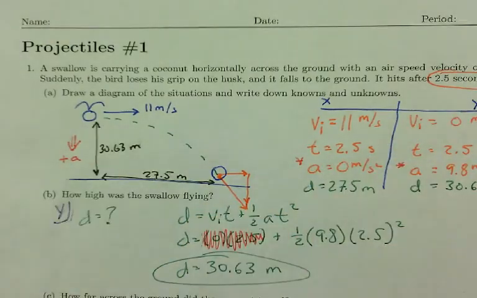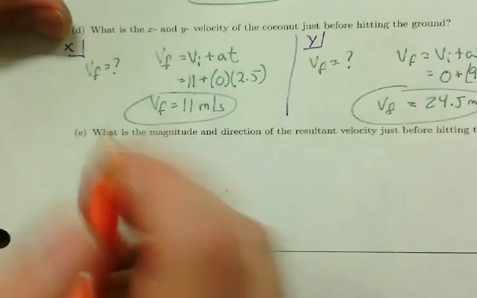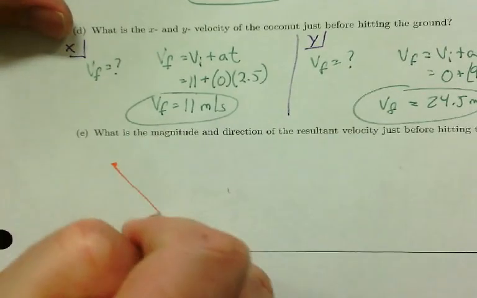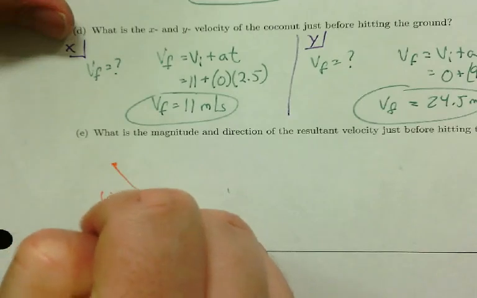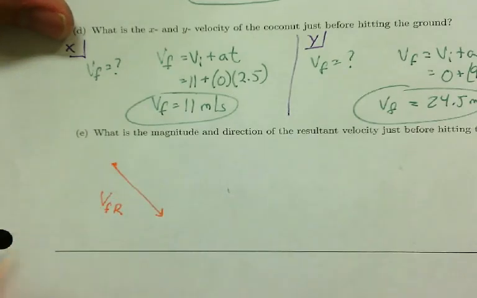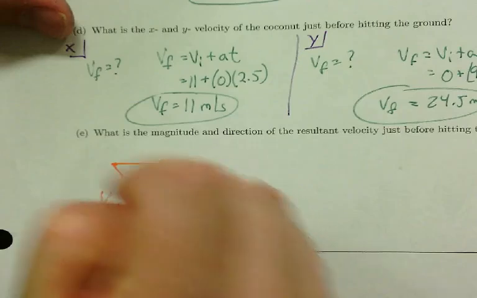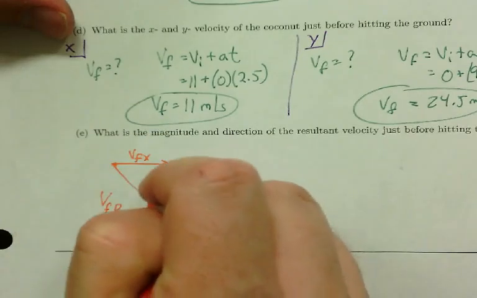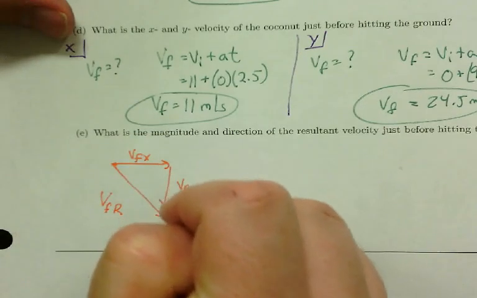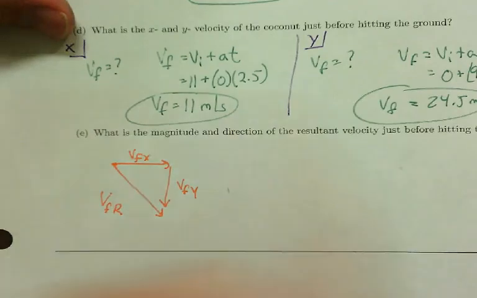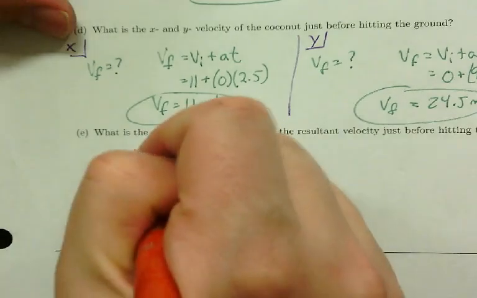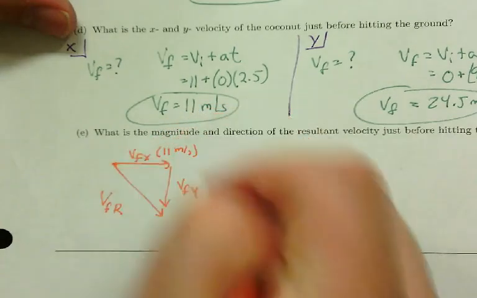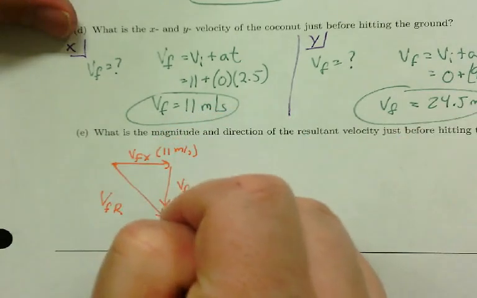My diagram's getting a little messy up here, so I'm going to redraw that up here. So my final velocity vector, my resultant final velocity, which I might call final velocity r for the final velocity resultant, has a final velocity x and a final velocity y. And we found them, right? The final velocity x is 11. The final velocity y is 24.5.